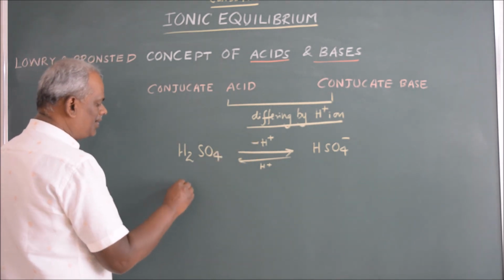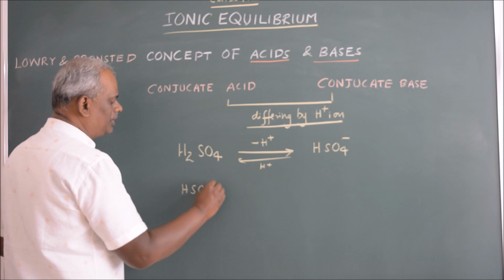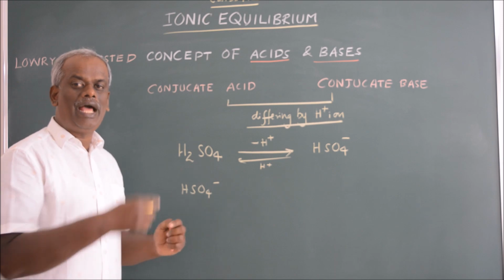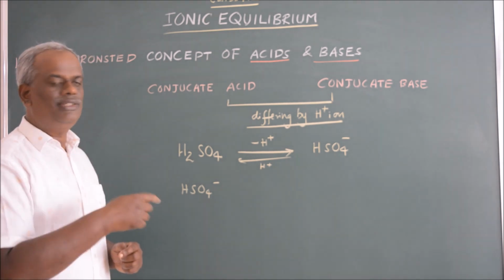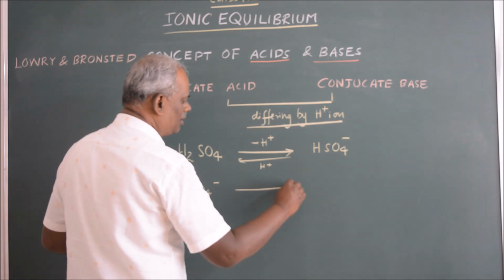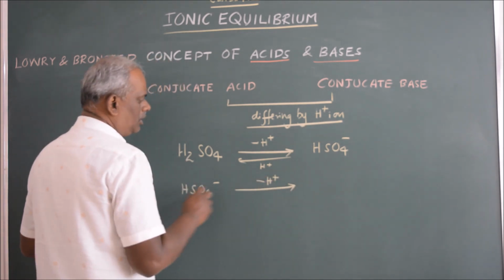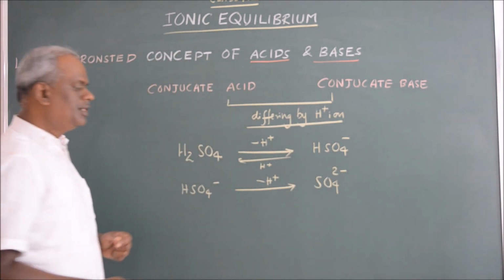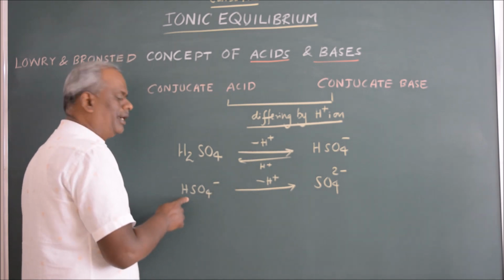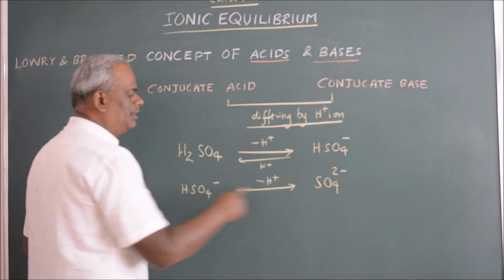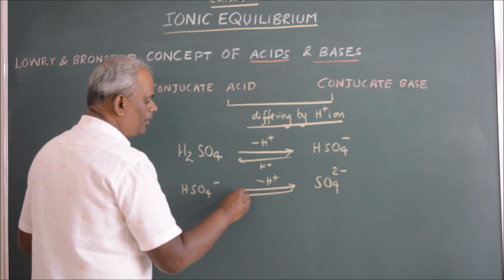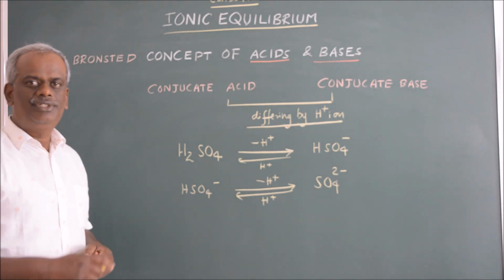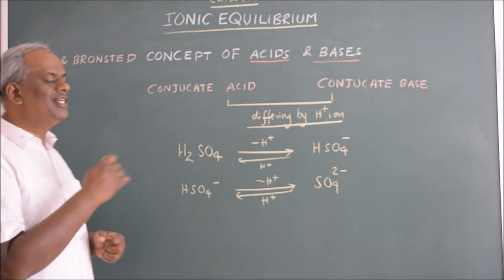If I take HSO4 minus on the opposite side, why? It still contains hydrogen, so it can have some acidic character. Replaceable hydrogens are there. On the loss of this hydrogen, it can form SO4 2 minus. So this is the base obtained from HSO4 minus, and this is behaving like an acid, and this is the conjugate base. When you add a hydrogen plus to this, you get back HSO4 minus. Is it clear? So this is the way of finding the conjugate acid-base pair.